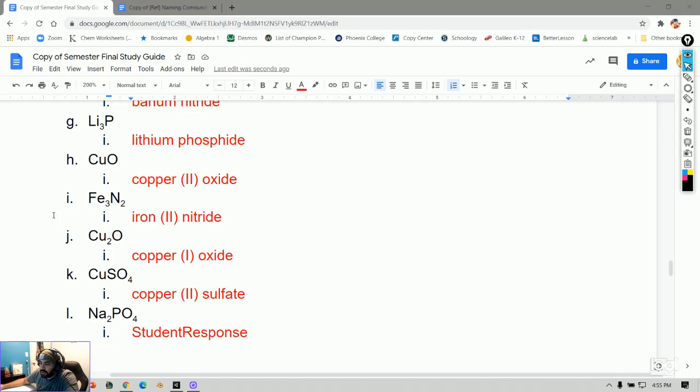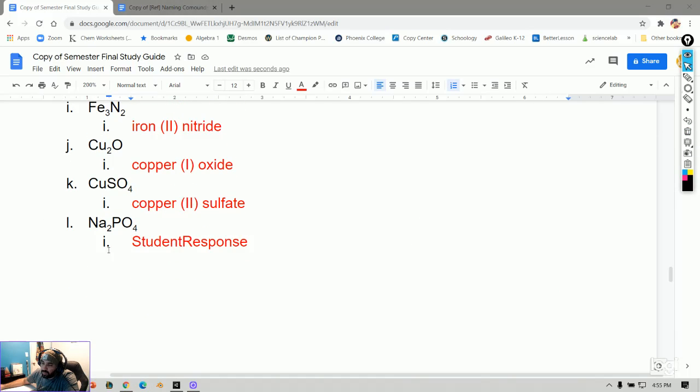All right, let's move on. NaPO4. Well, I've never seen this element on the periodic table.